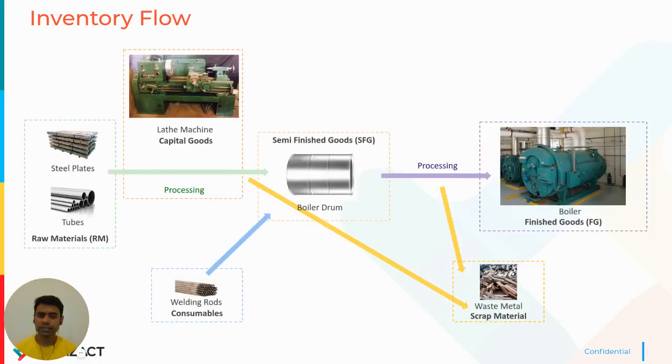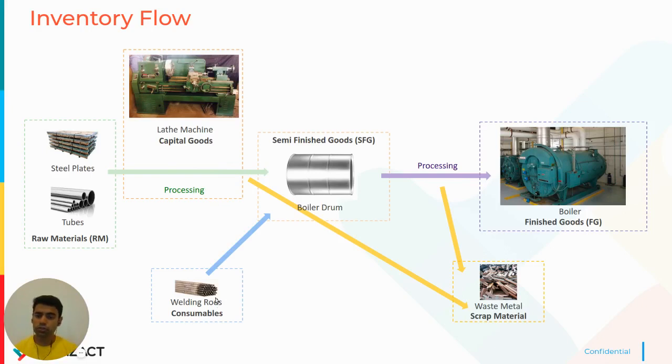Okay, so let us take an example of the materials that we discussed in the previous slide. Suppose there is a company which manufactures boilers. So boiler is the finished good. And for making boilers, they have to purchase steel plates and tubes. These are the raw materials, so they directly go into the boiler. And they process the material using a lathe machine. The lathe machine is the capital good. For producing 1 unit of boiler, it's not like certain units of lathe machines are used, right? They get wear and tear over time.